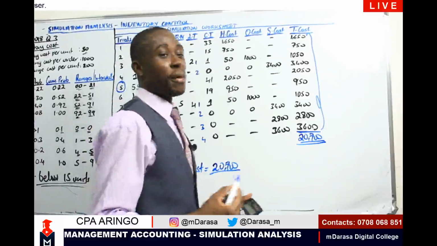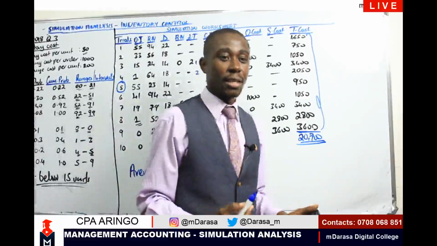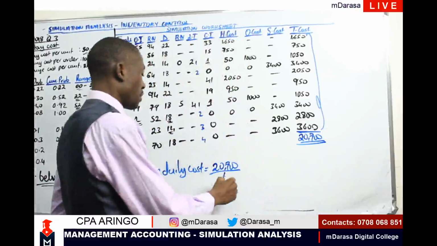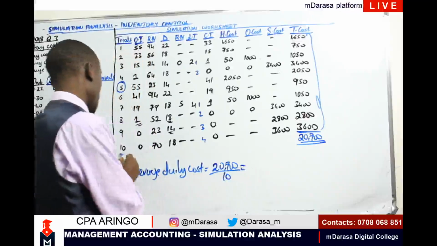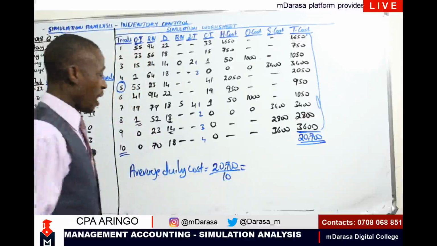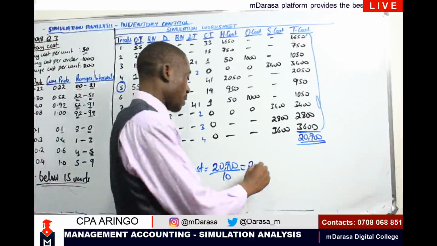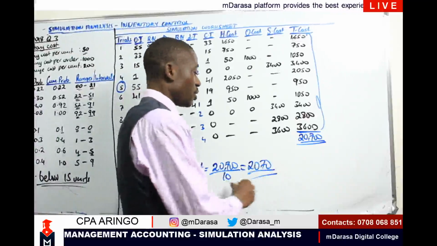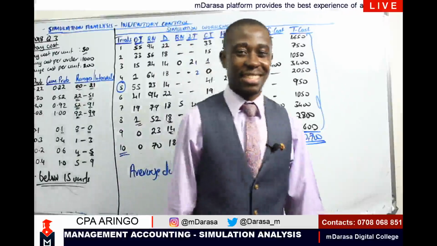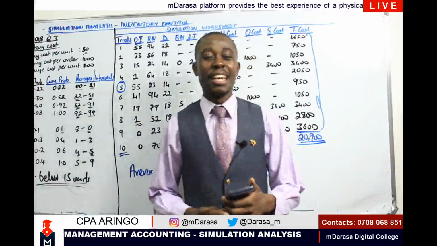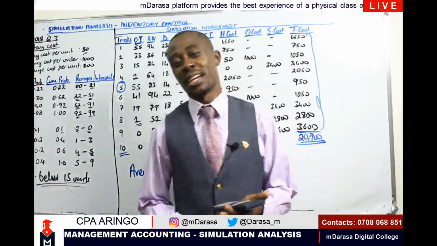So our average daily cost, I should be having the total cost of 20,700. We divide by the number of days given. In our case, the number of days given was 10 days, right? So our average daily cost, we should be talking of 2,070. And that is what you are required to do in that question.